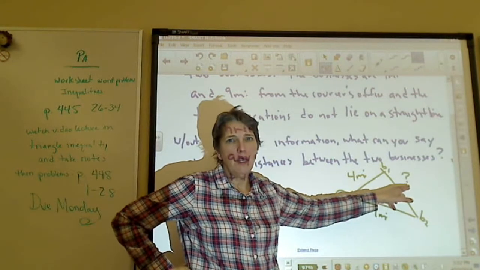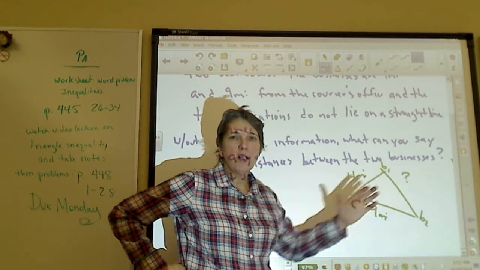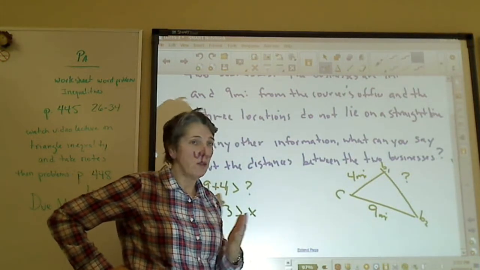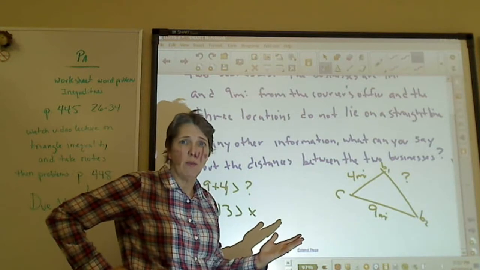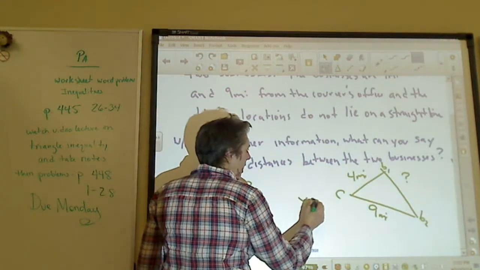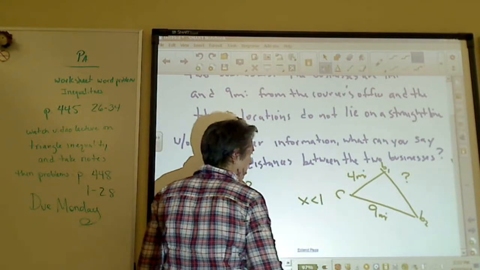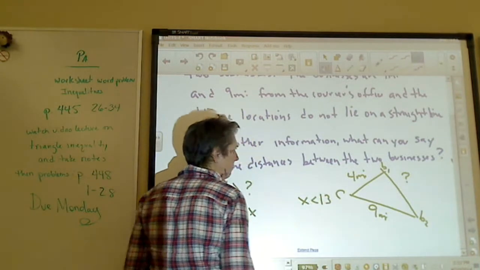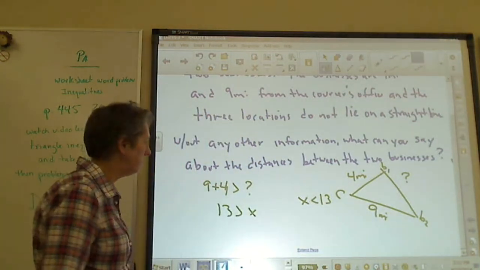This can't be 13. So it's any number up to, not including 13. So it could be a decimal, it could be a fraction of a mile, but it can't be 13. So we're going to write x is less than 13. It has to be less than 13.